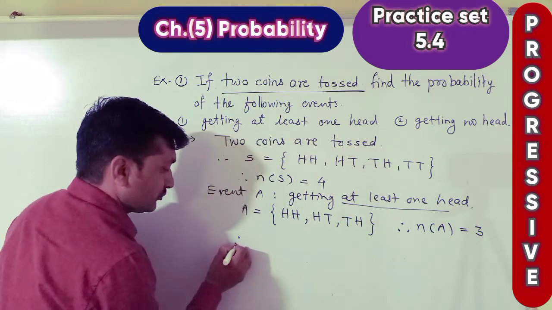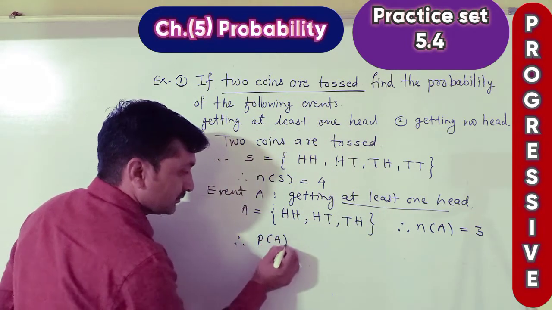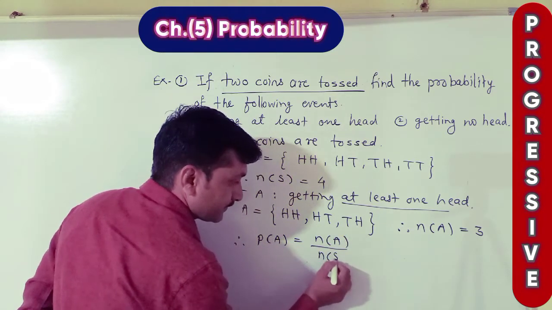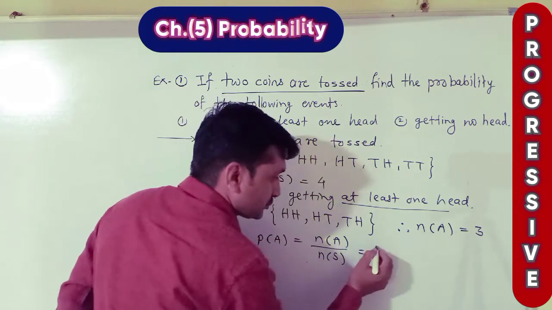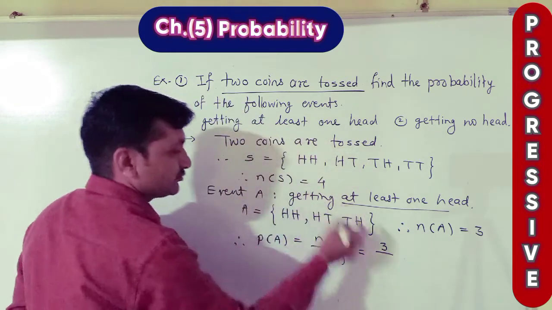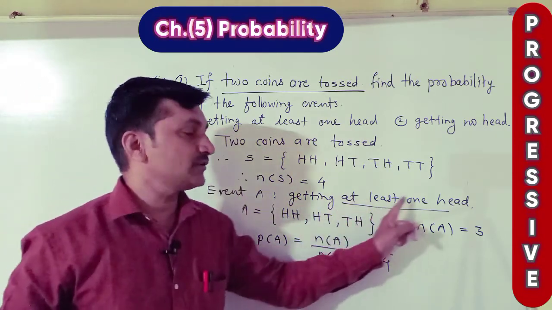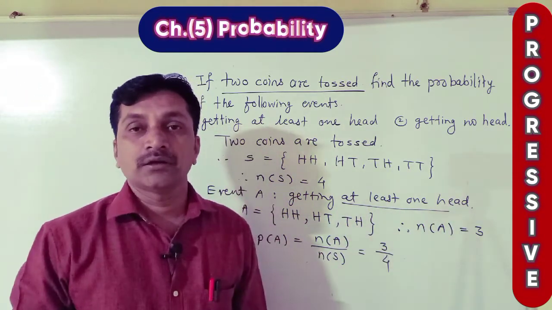And at last, we want probability of A, which is equal to, the formula is NA upon NS. Number of A is 3 upon NS is 4. This is the probability of event A, getting at least one head.